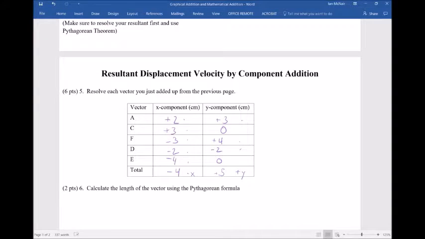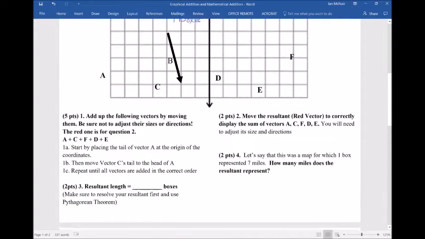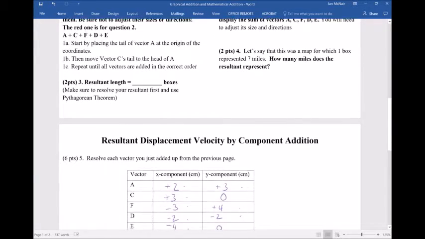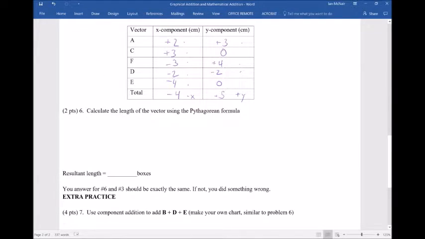So if we look back at our resultant, that's exactly what we had. We had 4 boxes in the negative X direction, and we have 5 boxes in the positive Y direction. So this is good. It's adding up to the same thing essentially. To calculate the length of the vector, these are our components. Just to redraw it, to make sure we're doing the right thing, we have a -4 here and a positive 5 here, and that gives us a resultant just like that.